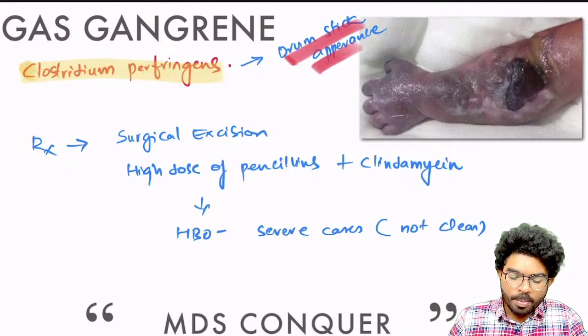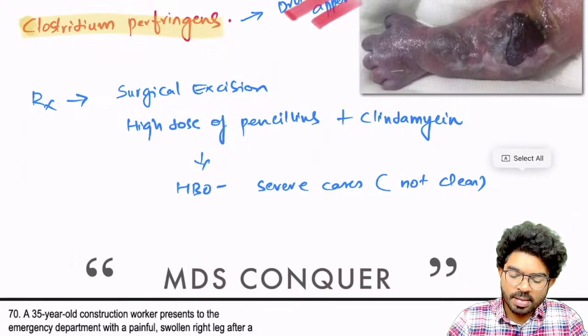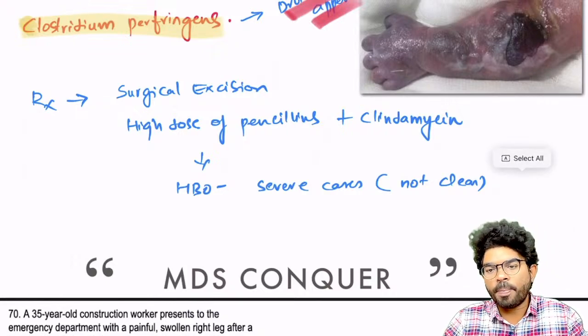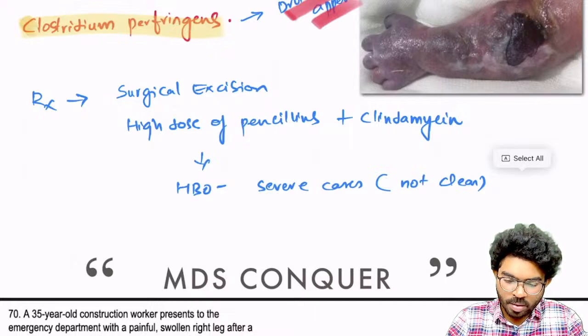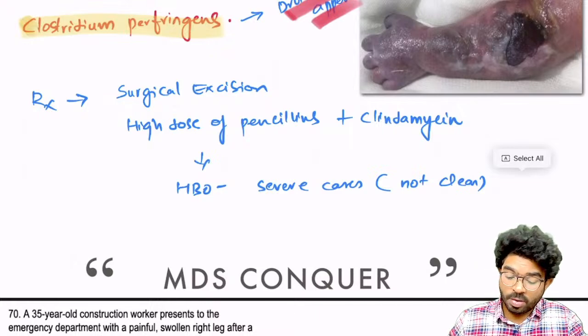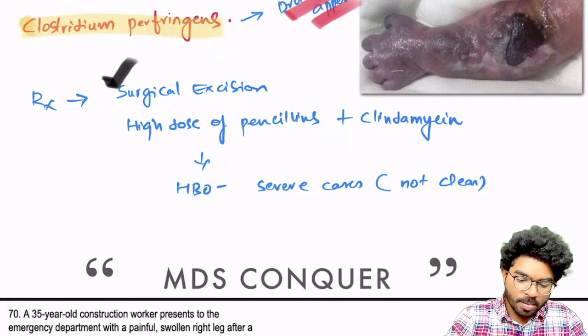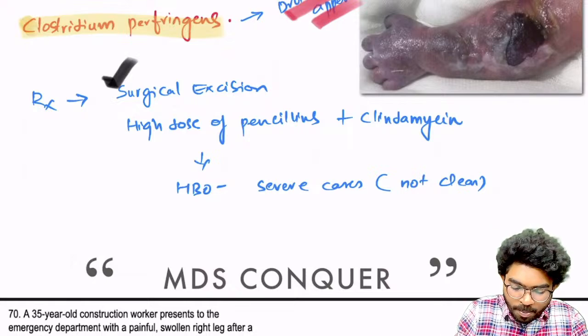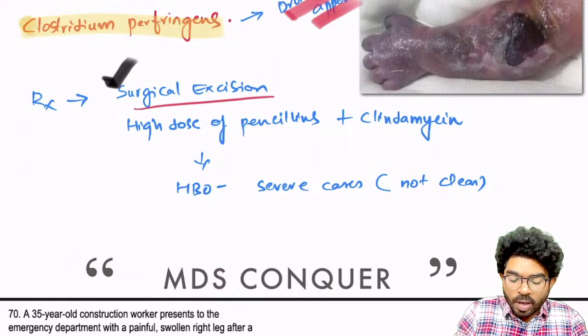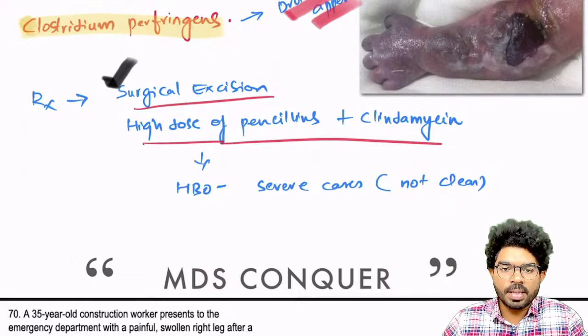So what is going to be the treatment for this? The treatment for gas gangrene is always to remove the necrotic part as quickly as possible, as that may be fatal in the future. So you have to do the required treatment as quickly as possible. That is, surgical excision of that part has to be done, and immediately you have to give antibiotics to the patient, that is, penicillin and clindamycin.